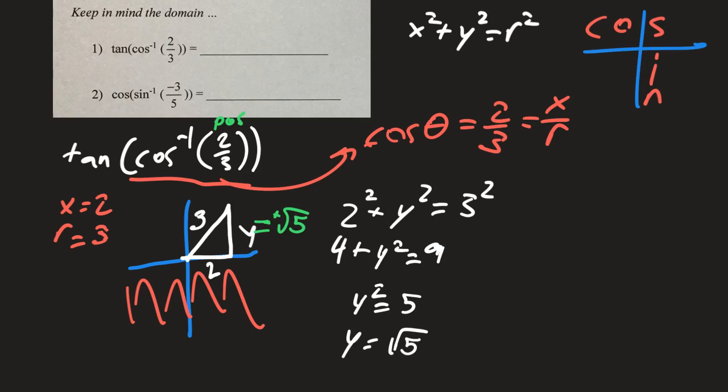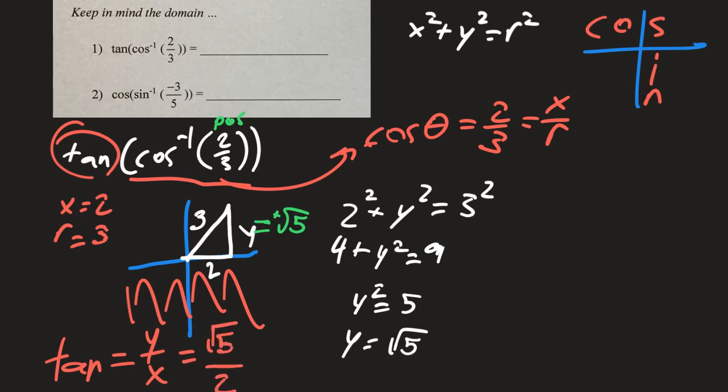Now that I've gotten the x, y, and r values, I have all 3 values, I can solve for the final answer. Now, this question was asking me for the tangent. So, based on this triangle, can you tell me what the tangent is? Well, tangent is y divided by x. So, I can say that is square root 5 over 2. And that is going to be my tangent value in this case.